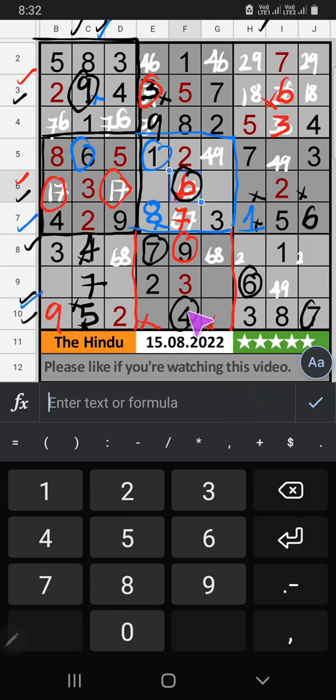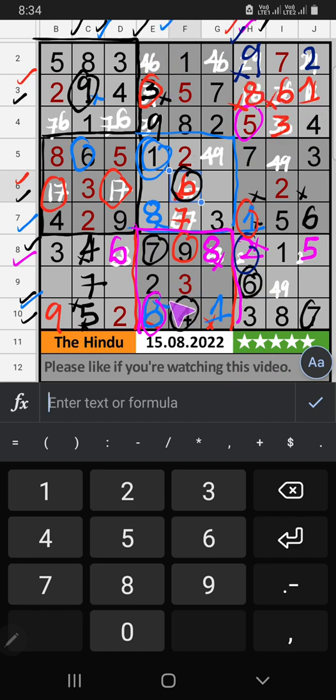Then 10th row only 2 numbers are remaining, 1 and 6. Column E we already have 1, so 1 can't come in the cell, 1 is confirmed here, then 6 is here. 8th grade we already have 6, so 6 can't come in the cell, 6 is confirmed here, then 8 is here. Then 8th row 2 numbers are remaining, 2 and 5. Column H we already have 5, so 5 can't come in the cell, 5 is confirmed here, then 2 is here. Column H we already have 2, so 2 can't come in the cell, 2 is confirmed here, then 9 is here. Column H we already have 1, so 1 can't come in the cell, 1 is confirmed here, then 8 is here.